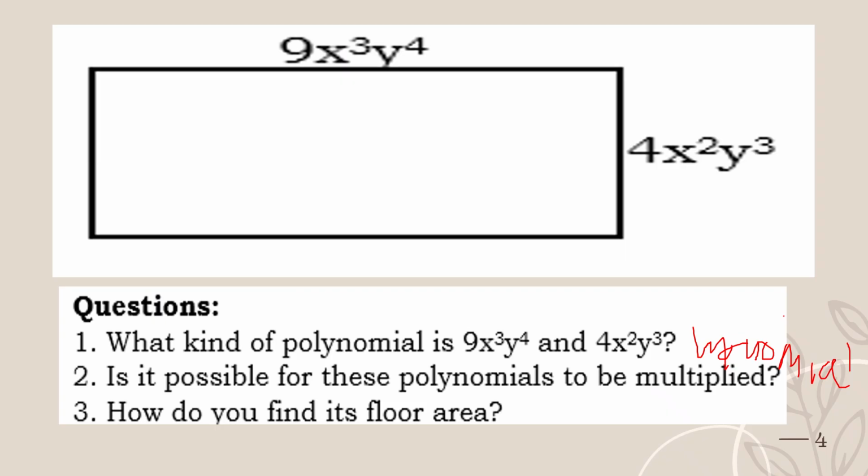Then is it possible for these polynomials to multiply? Of course it is. How do you find its floor area? Now to get the floor area, just multiply 9 times 4. That is 36. Then just add the exponents. So 3 plus 2 is equal to 5. So that's why x to the fifth. And then 4 plus 3 is 7. So y raised to 7. That's the floor area of this rectangle, right?